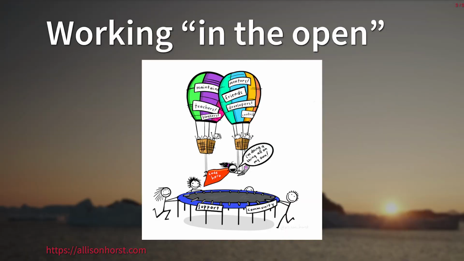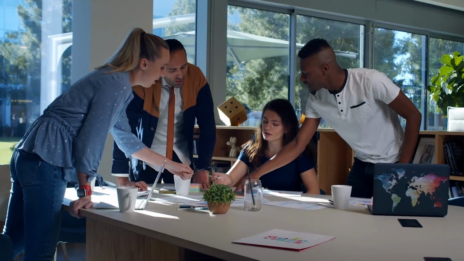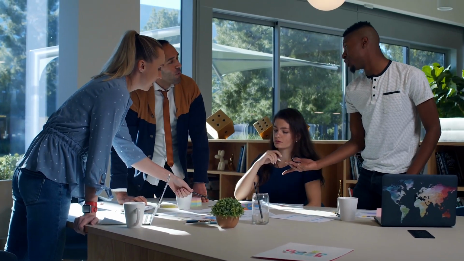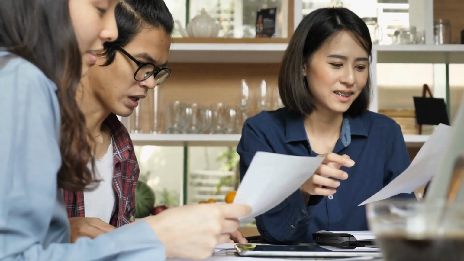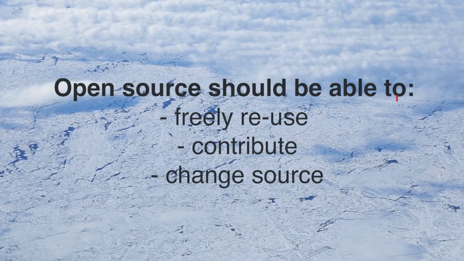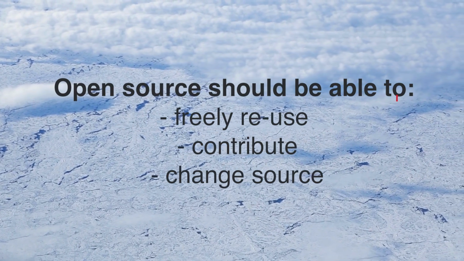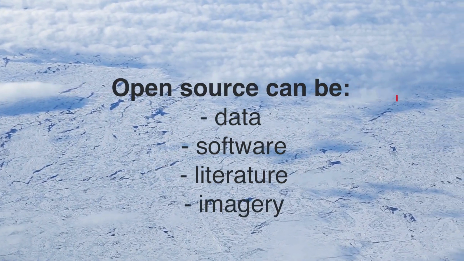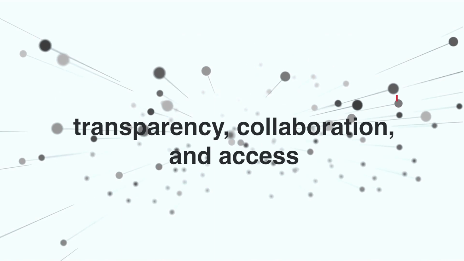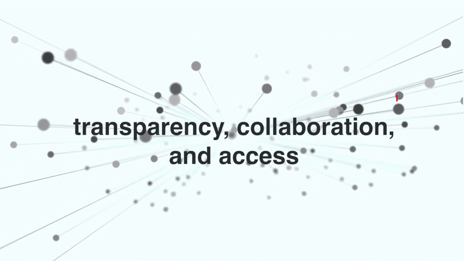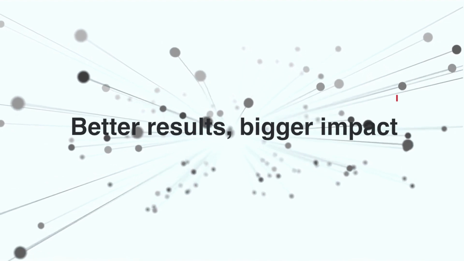Increasingly, though, scientific research is being conducted, shared, and replicated in the open. Open science is the concept that scientific research should be accessible, transparent, and reproducible. It encourages access, collaboration, and accelerates discovery. Open source is the idea that people should be able to freely reuse, contribute, and change source, whether that source be data, software, literature, or imagery. Central to open source is the idea that transparency, collaboration, and access lead to better results and bigger impact.